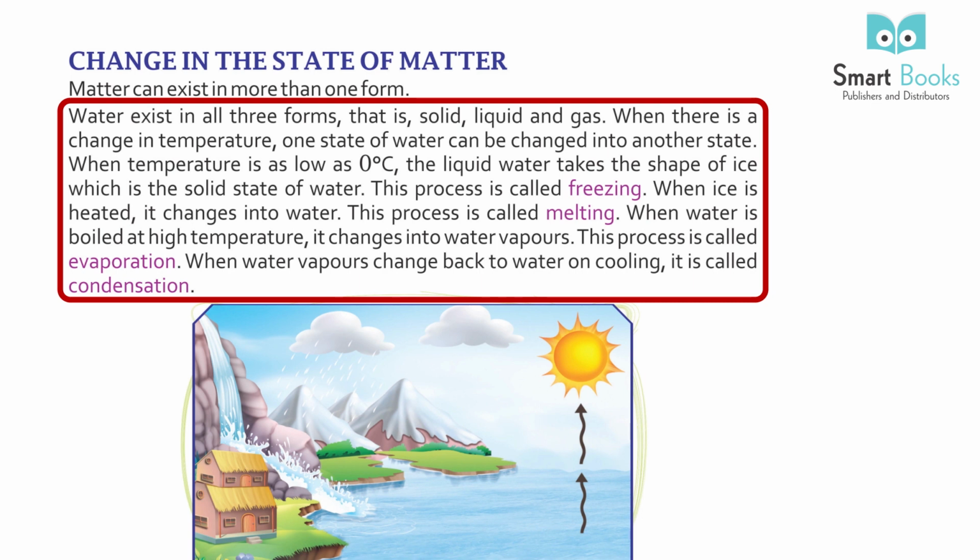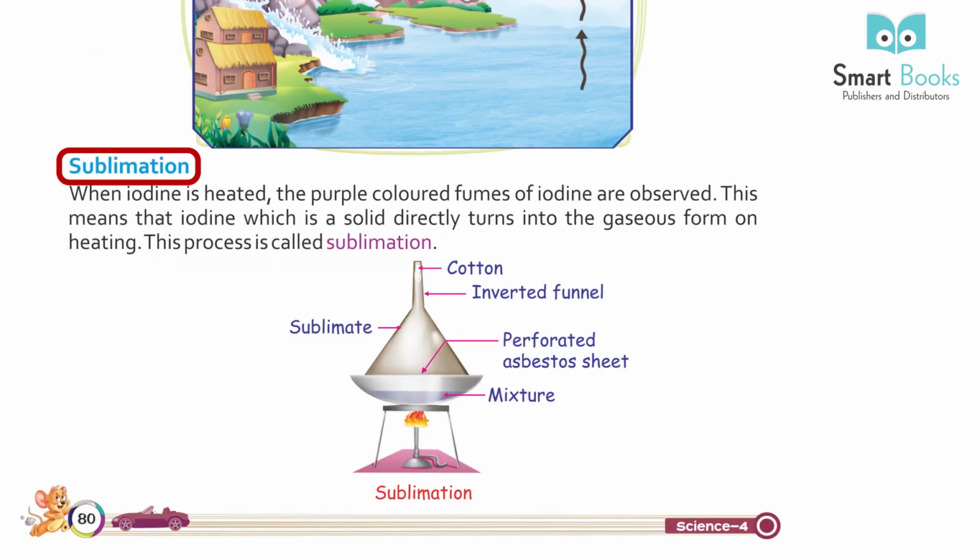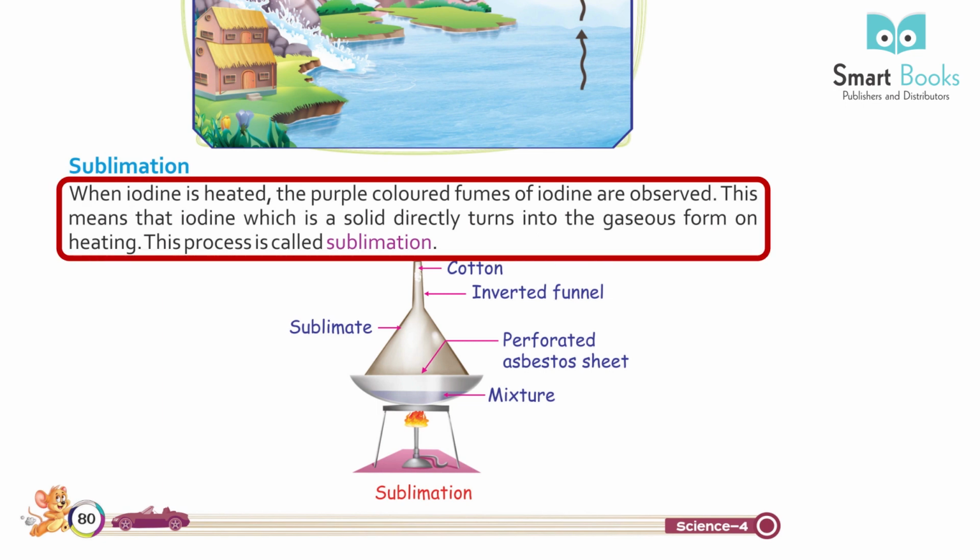When ice is heated, it changes into water. This process is called melting. When water is boiled at high temperature, it changes into water vapors. This process is called evaporation. When water vapors change back to water on cooling, it is called condensation. Sublimation: when iodine is heated, the purple-colored fumes of iodine are observed. This means that iodine, which is a solid, directly turns into the gaseous form on heating. This process is called sublimation.